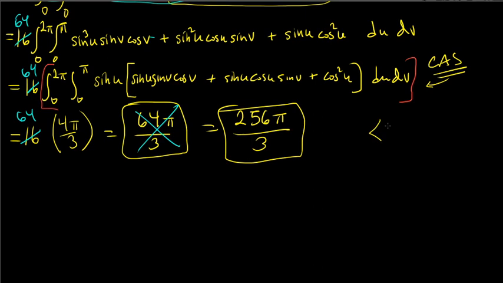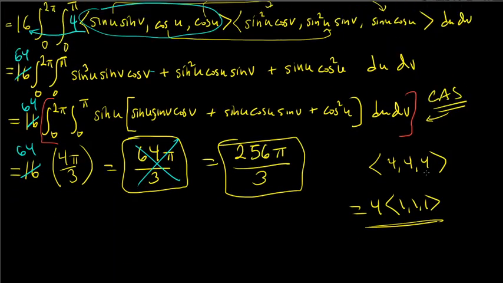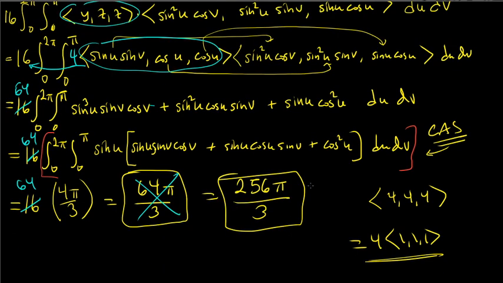When you have the vector 4, 4, 4, you can write that as 4 times the vector 1, 1, 1. It's just scalar multiplication, right? So yeah, factoring it out is not the right term for it. I'm being not very precise about that. I'm just dividing each component by 4 and then multiplying each component by 4 in the end. Okay, but that is the answer, 256 pi over 3.